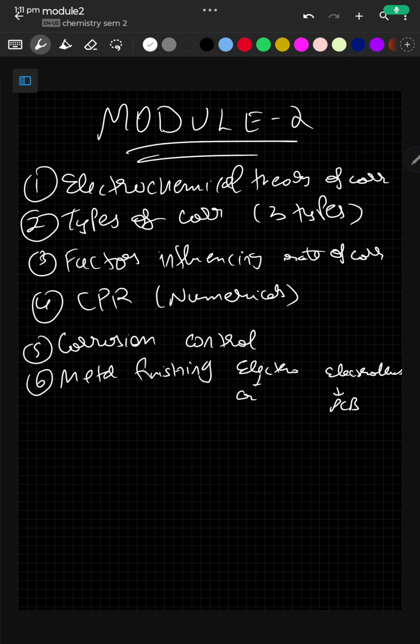Today we'll be starting with module 2 of chemistry. These are the main important topics of this chapter. We'll be starting with the first topic, electrochemical theory of corrosion. I'll try my best to keep all of these topics under 10 minutes, so it's very easy for faster revision.